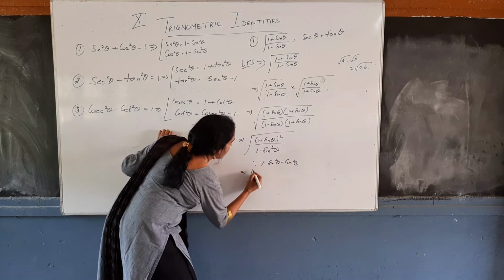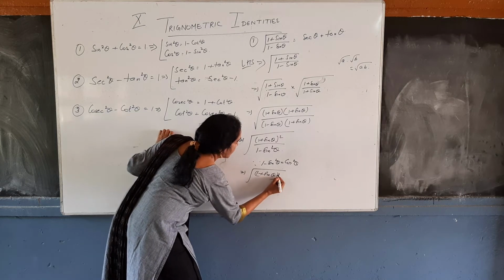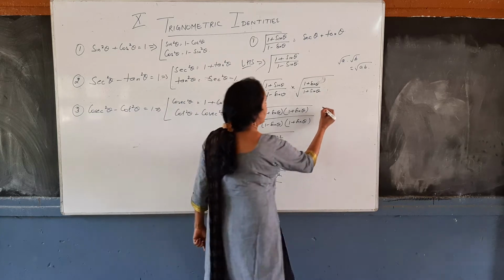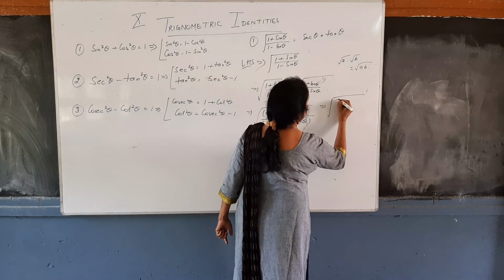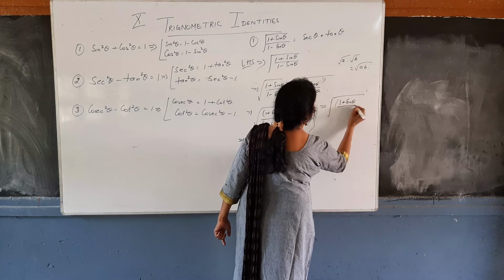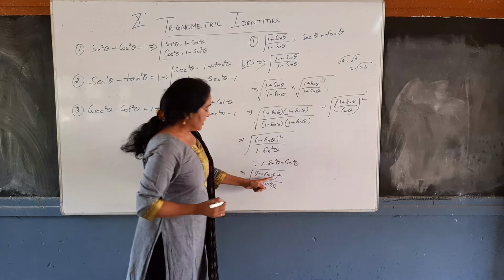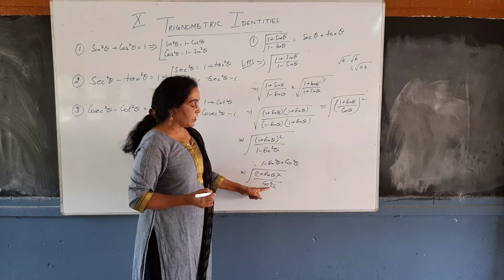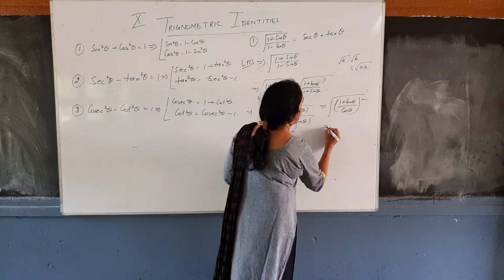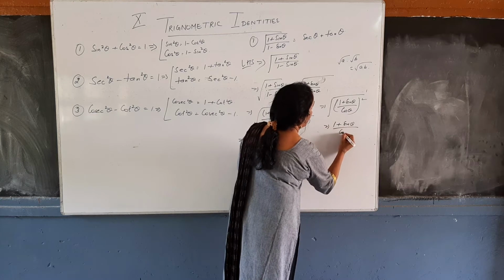So here we will get 1 plus sine theta whole square upon cos square theta. Or further we will write under root, 1 plus sine theta upon cos theta whole square, since 1 plus sine theta whole square is given and cos square theta. So we will write like this. The square cancels the root. So we will get here 1 plus sine theta upon cos theta.